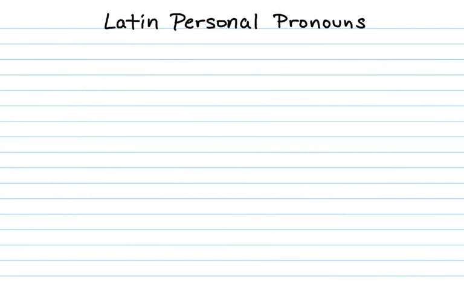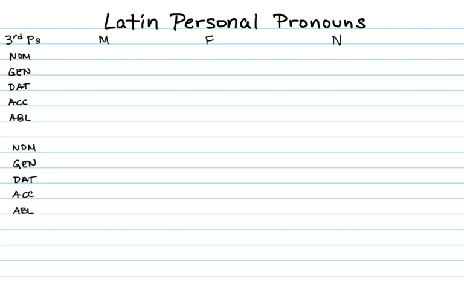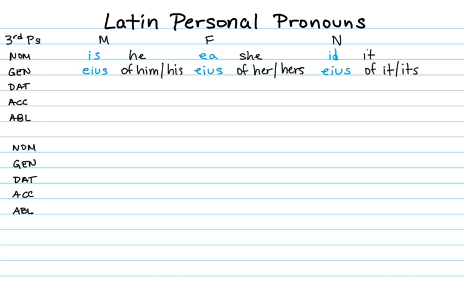So now let's look at the third person pronoun. As in English, the Latin differentiates between the masculine, feminine, and neuter. So English, he, she, it. Latin, masculine, is, he. Feminine, ea, she. Neuter, id, it. All three genders have the same form for the genitive, eius. Of him, of her, of it. All three have the same form for the dative, ei. To, for him, her, it.